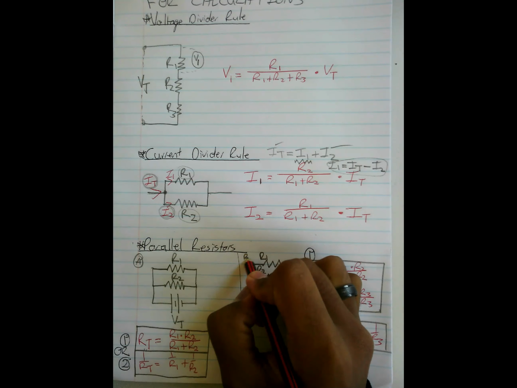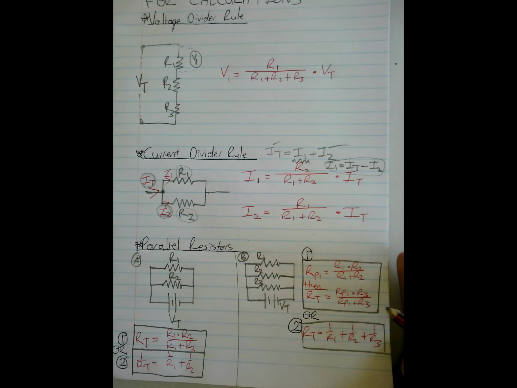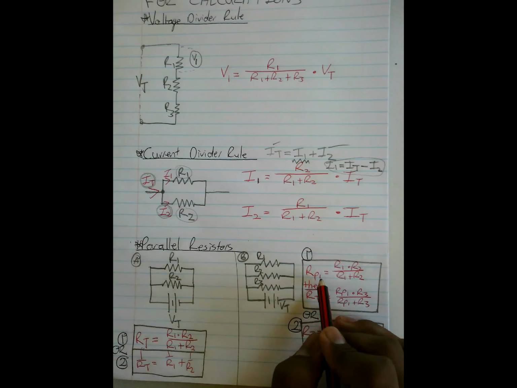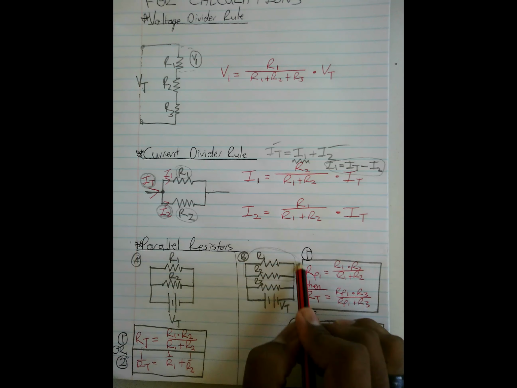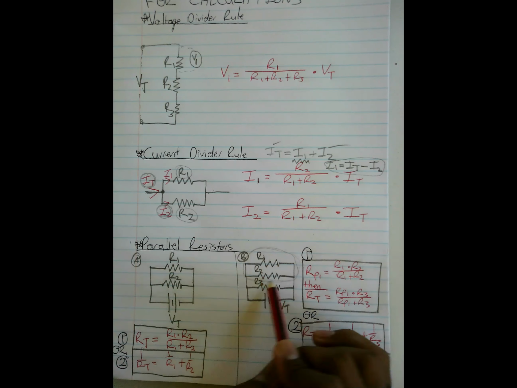Let's say this is number B. On number B, we have three resistors in parallel. So this one requires a bit more work if we're going to use the same method as over here. We're going to say the resistance of the first parallel circuit, meaning this one over here, I use the top two at the top here: R1 times R2 divided by R1 plus R2. So I'm getting the total resistance of this parallel part here.